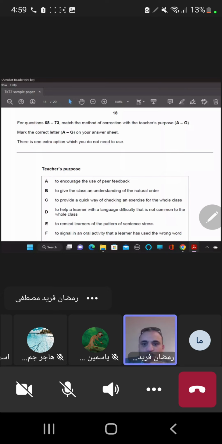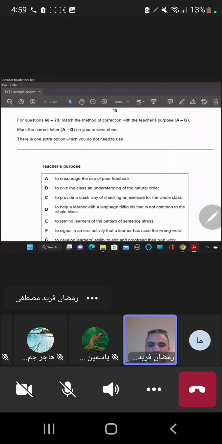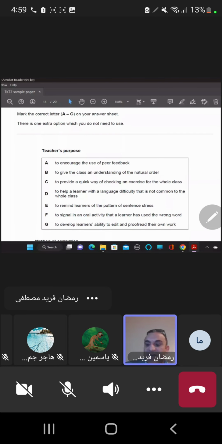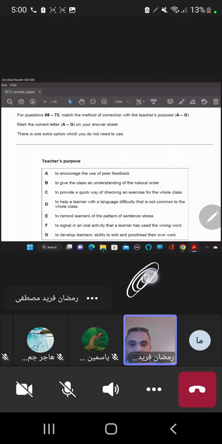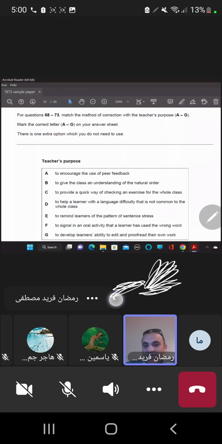Okay. The method of correction with the teacher's purpose. We took peer correction and correcting students' errors. So what we are required to do in this question is to match the method of correction with the teacher's purpose, that is, why the teacher is correcting, and then you say which one is suitable for which one.